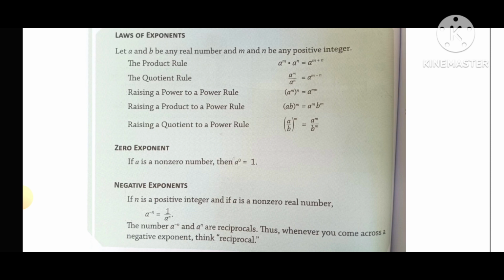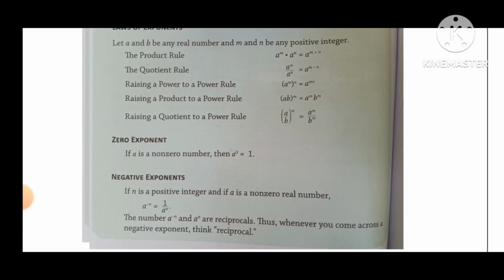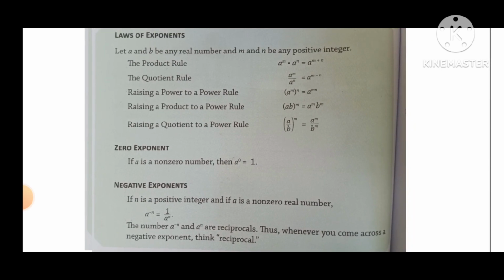Okay, the second rule is the quotient rule. A to the m over a to the n is equal to a to the m minus n. Meaning, pagka nag-divide naman tayo, we subtract the exponents, no? So pagka nag-multiply, add. Pagka nag-divide tayo, we subtract the exponents. Okay? Now, the third rule is the raising a power to a power rule. So a to the m raised to n is equal to a to the mn. Okay? So pagka power to a power, we multiply the exponents, no? M times n.